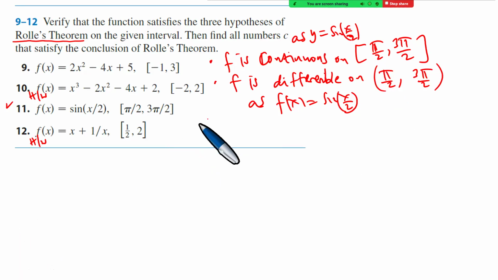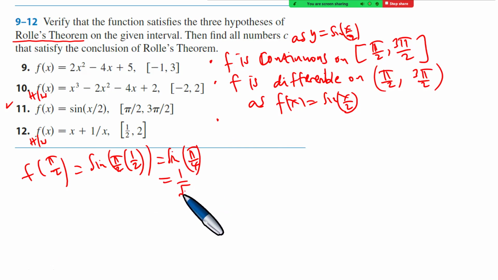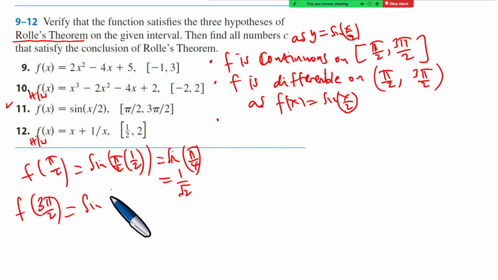What is the third condition? We need to check. We're going to evaluate f of pi over 2. The sine of pi over 2 over 2 is the sine of pi over 4, and therefore this is 1 over the square root of 2. Then 3 pi over 2, the sine of 3 pi over 2 over 2.